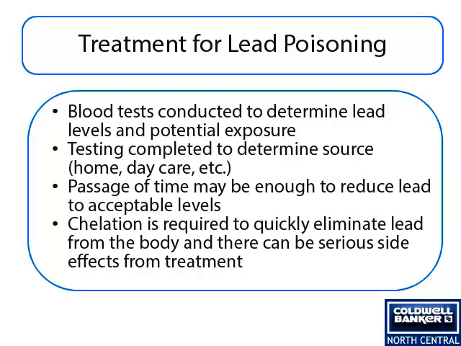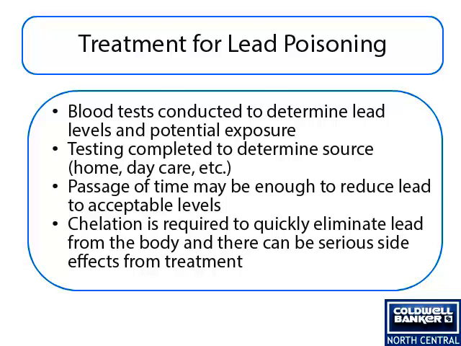There are a few different ways to treat lead poisoning. First, blood tests are conducted to determine lead levels in the blood and establish the severity of potential exposure. Testing is then completed to determine the source of lead, such as the individual's home or daycare. Sometimes, simply allowing the lead to be excreted through natural body processes over the course of time is enough to treat the condition. In severe cases, chelation is required to eliminate the lead from the body quickly.